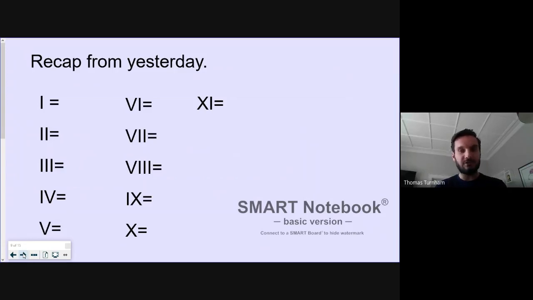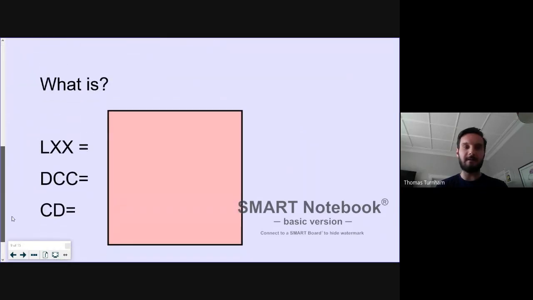I'm going to ask you to write on a piece of paper your numbers from 1 to 21. So can you pause your board and can you write the numbers from 1 to 21 in Roman numerals? Thank you. Okay, hopefully you've had a play, you've refreshed your memory from yesterday, you've got it clear in your head what each of these values mean. So then let's take that a little bit further.